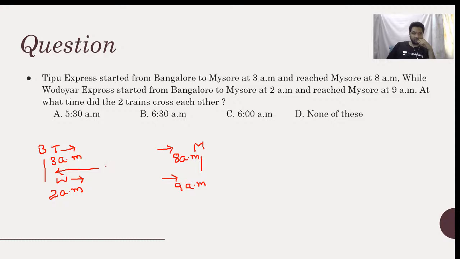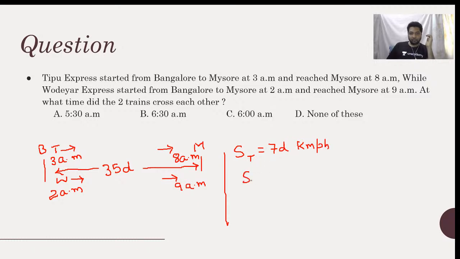Let me consider the total distance as 35d for the same reason, because 5 hours taken by Tippu and 7 hours taken by Wadayar. So LCM of 5 and 7, 35d kilometers. If Wadayar Express started at 2 a.m., so basically speed of Tippu is nothing but 70 kmph, and the speed of Wadayar is nothing but 5d kmph. Because Wadayar Express started at 2 a.m., at 3 a.m. it would be already 5d kilometers apart.